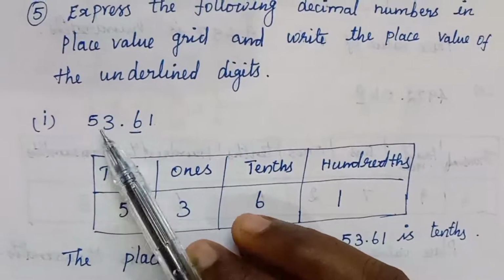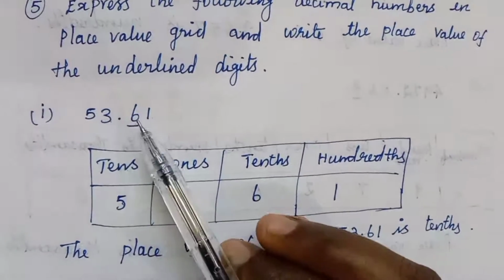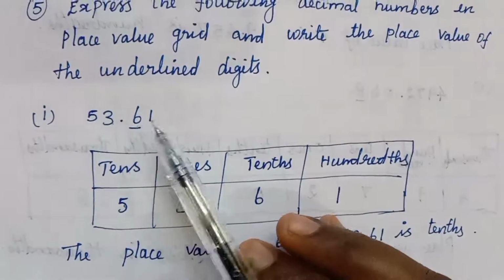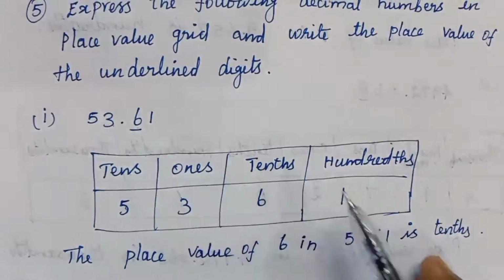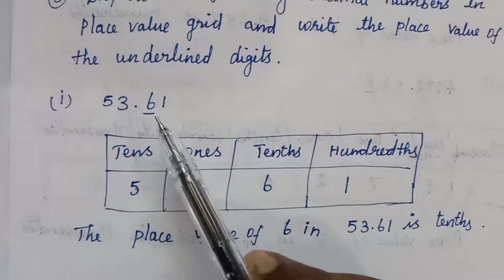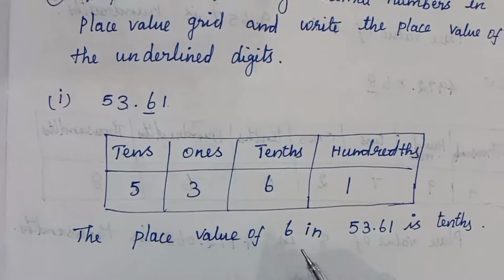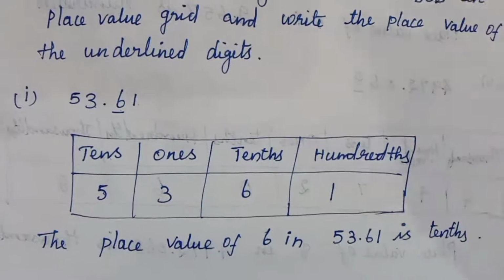Next, write the number. How many tens are there? 5. How many ones are there? 3. How many tenths? 6. How many hundredths? None, it is tenths, it is hundredths. So we want to write the place value for this 6. So the place value of 6 in 53.61 is tenths.